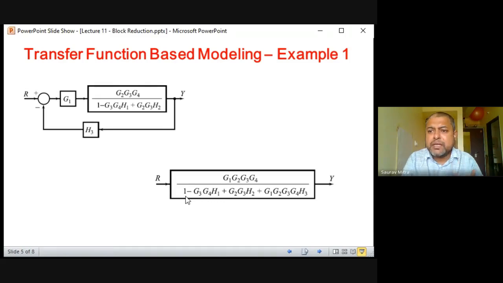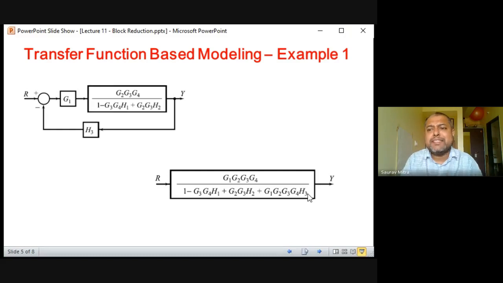In every numerical you will find the first term of the denominator is 1. And this 1 minus all these things, whole thing equal to 0, is called the characteristic equation of the system. 1 minus all these things equal to 0 is the characteristic equation of the system.